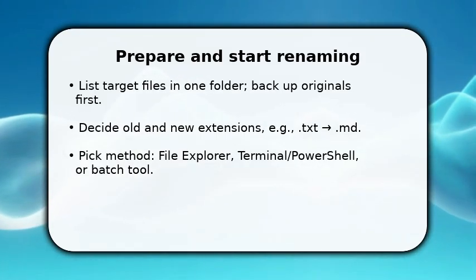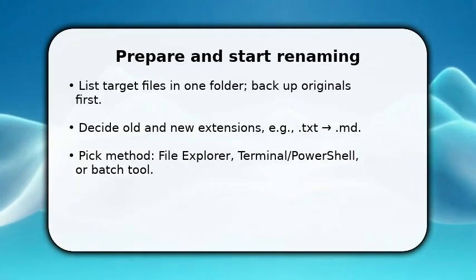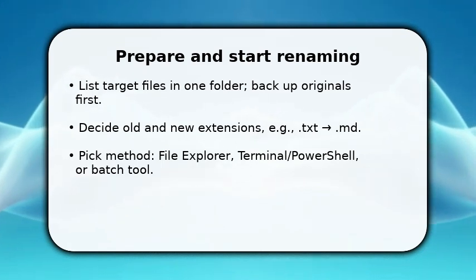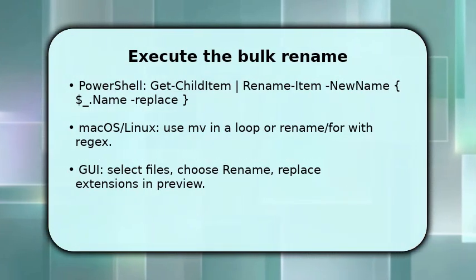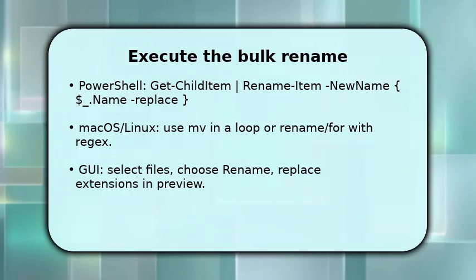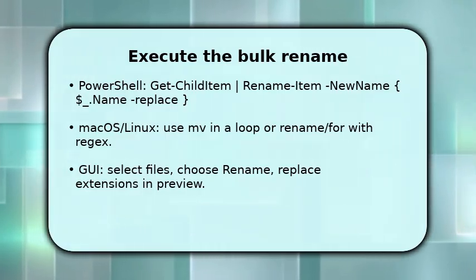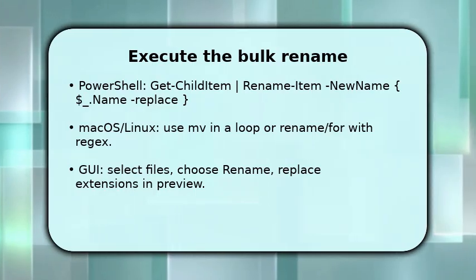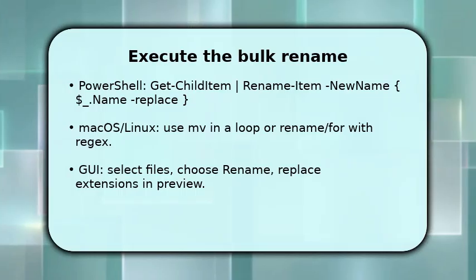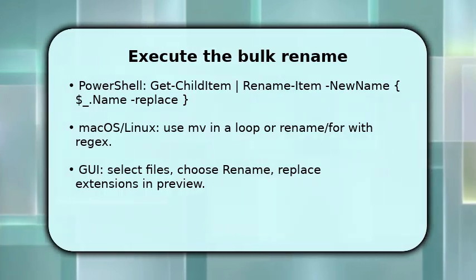You will now execute the first actionable step for your chosen method. If you use PowerShell, run a filtered Get-ChildItem and pipe to Rename-Item with a replace pattern. This changes only matching extensions. On macOS or Linux, use a for loop or the rename utility with a regular expression to transform each file name. This is efficient for thousands of files. For GUI tools, select all files, invoke rename, and confirm the extension change in the preview. Make sure to test on a small sample.